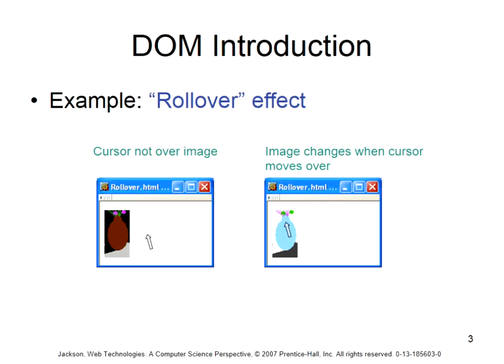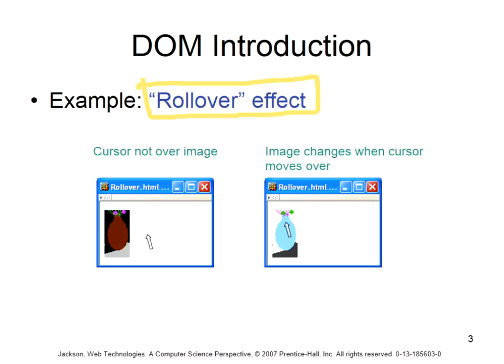DOM introduction. This is an example. In this example, we will use DOM to create a rollover effect. So what's the meaning of this effect? That means here the image changes when the cursor moves over. So when the cursor moves on the image, this image will be changed. Okay? Is the example clear?